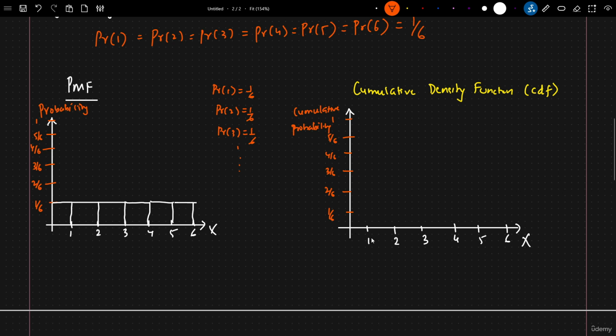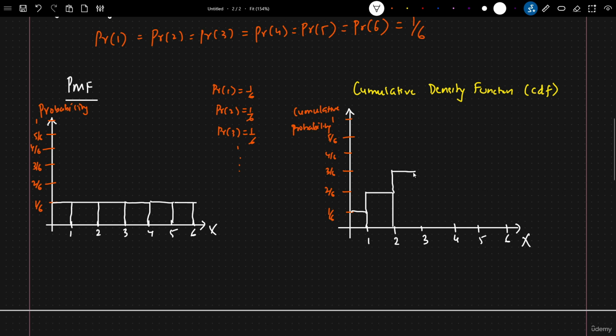So what is the probability of getting 1 in this case? It is 1 by 6, so I will draw this particular bar. Then what is the probability of getting 1 and 2? If I calculate the probability of 1 and 2, I add up 1 by 6, and for the probability of 2 I also get 1 by 6. So this 2 gets added and I get 2 by 6. This shows the cumulative probability of 1 and 2, right? Similarly, what is the probability of 1, 2 and 3?